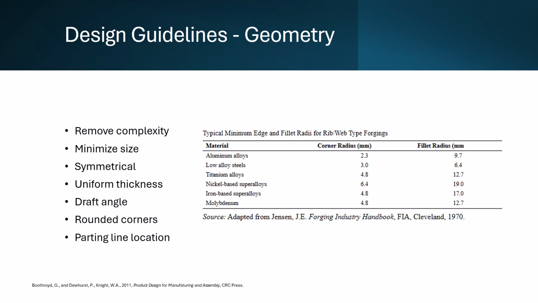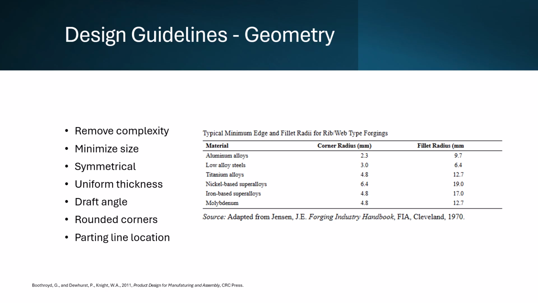Next is size. The size of the part should be minimized. A larger part requires a larger, more expensive die. It also requires greater force during pressing. If the part can be made smaller, it will help to bring down the forces and the cost of the die.